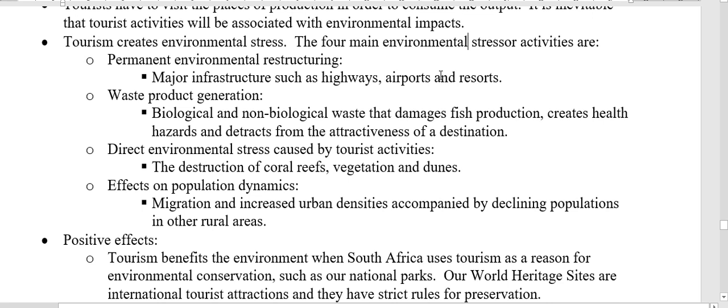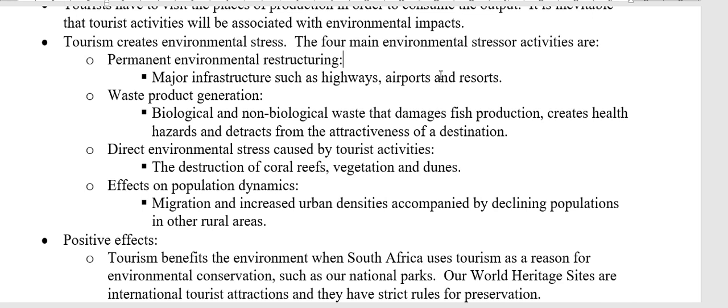As I said, we are changing the natural landscape. When we are building infrastructure, we build a highway through a mountain pass, right? We build an airport, we build a harbor there by the sea, we build a resort. We are destroying nature permanently when we build infrastructure.